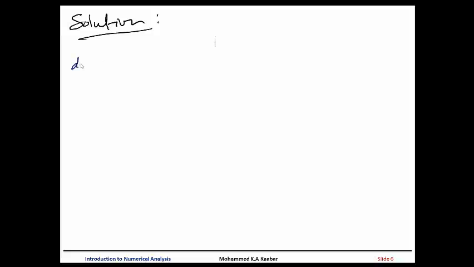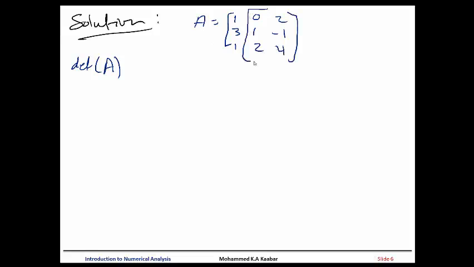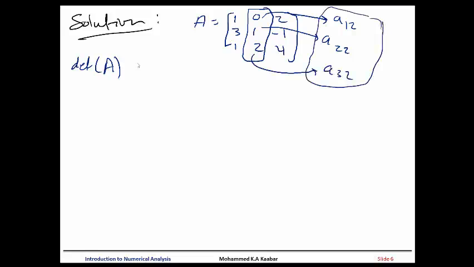Determinant of A. Let me write the question first. The matrix A is 1 0 2, 3 1 minus 1, and 1 2 4. We selected this column. 0 is the element A12, and this 1 is the element A22, and this one is A32. Remember these ones.